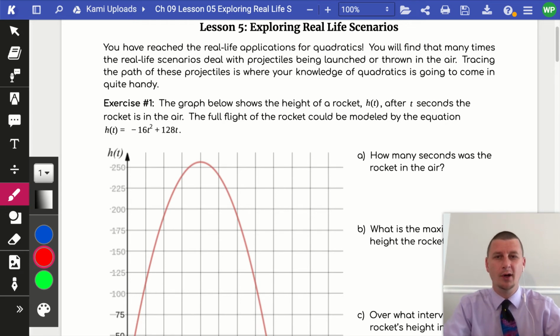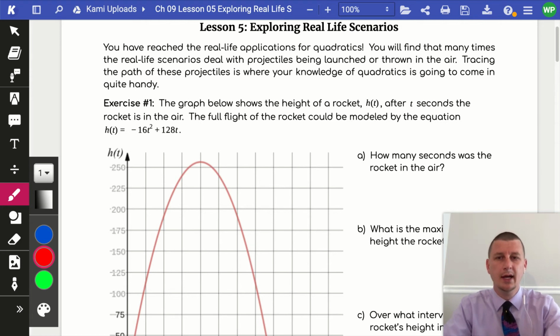Algebra 1. And in this lesson we're going to finish up our exploration of quadratics in Chapter 9, and we're going to sum it all up with exploring real-life scenarios found in Lesson 5. It says you have reached the real-life applications for quadratics. You will find that many times the real-life scenarios deal with projectiles being launched or thrown in the air. Tracing the path of these projectiles is where your knowledge of quadratics is going to come in quite handy.